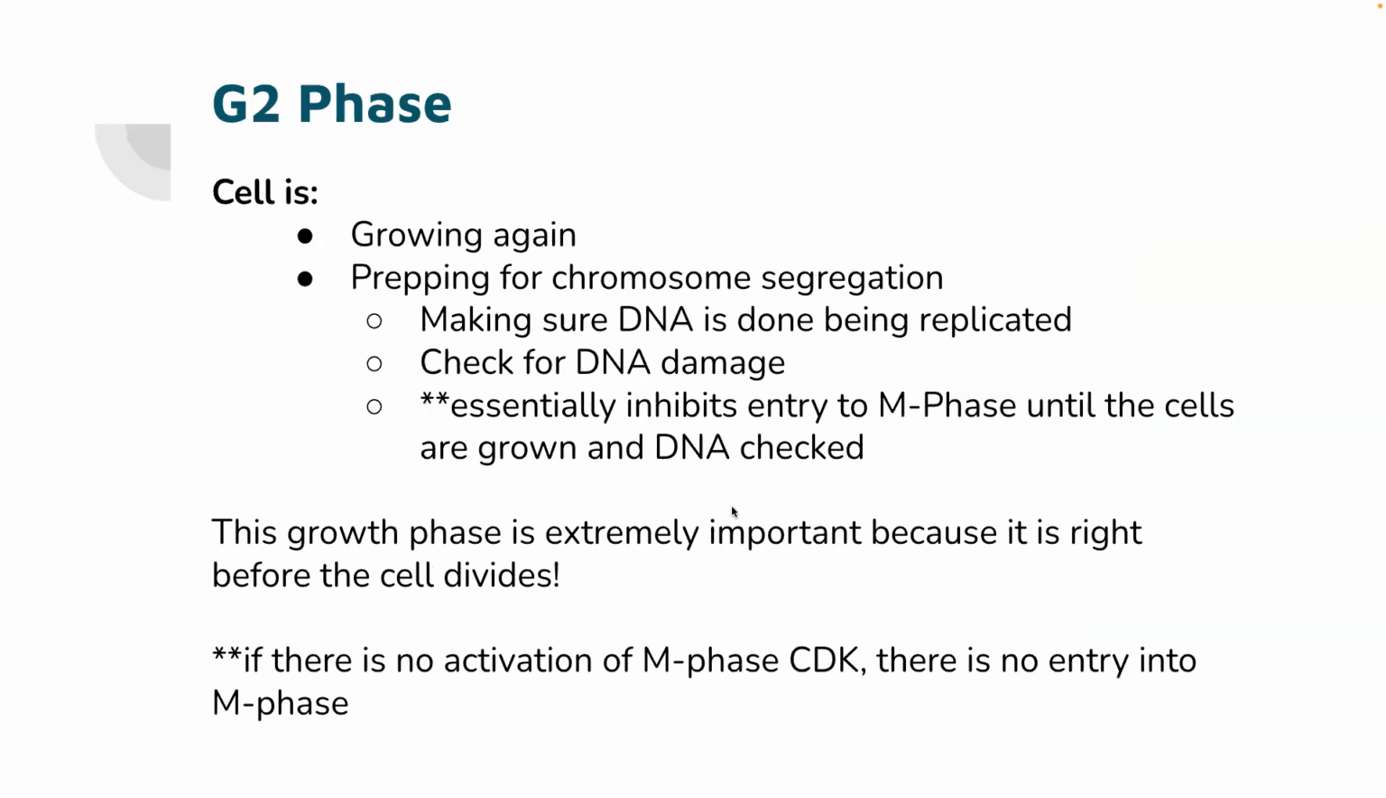Okay, so going into the second growth phase. During G2, the cell is growing again. It's prepping for chromosome segregation during M phase. It's making sure that the DNA is done being replicated and that it doesn't have any damage. The cell will not enter M phase until the cells are grown and the DNA is checked. And this growth phase is very important because it's right before the cell divides. So it's very important that everything looks okay. And if there's no activation of M phase CDK, there will also be no entry into M phase.